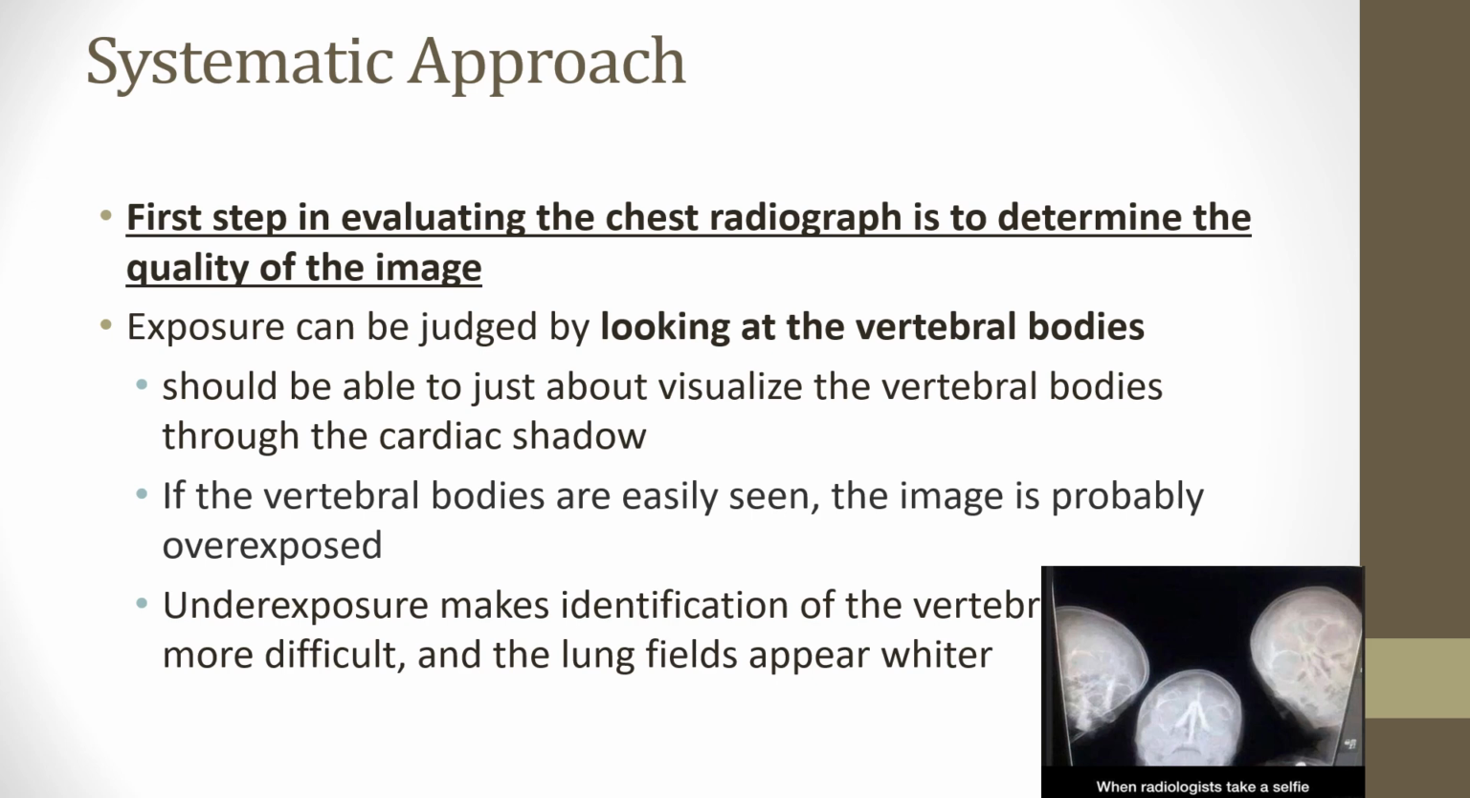If the vertebral bodies are easily seen, it's overexposed. The X-rays penetrated too far through the object, so things that would normally show up as radiopaque are not showing up. Underexposure makes identifying the vertebral bodies more difficult. That means the X-rays did not penetrate far enough into the thoracic cage, so everything looks a lot more dense, more radiopaque than it actually is. We could think a patient's condition is worse than it is clinically.